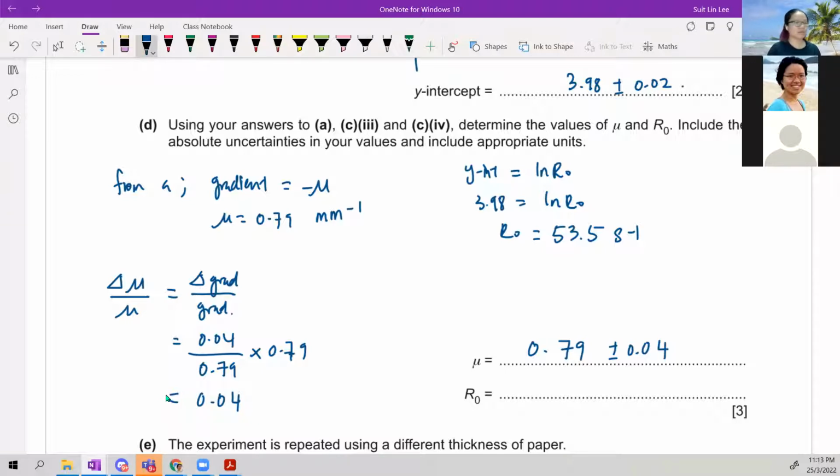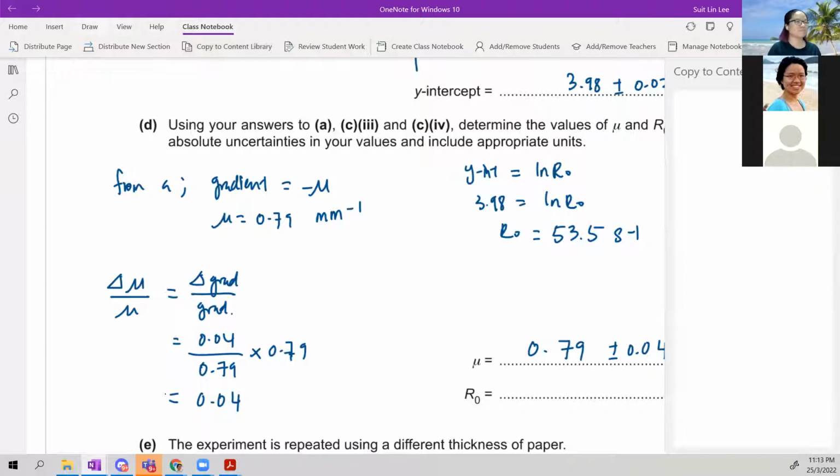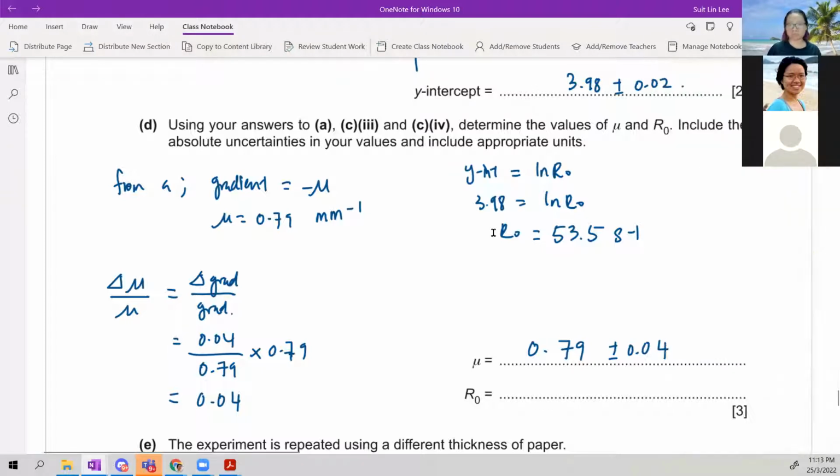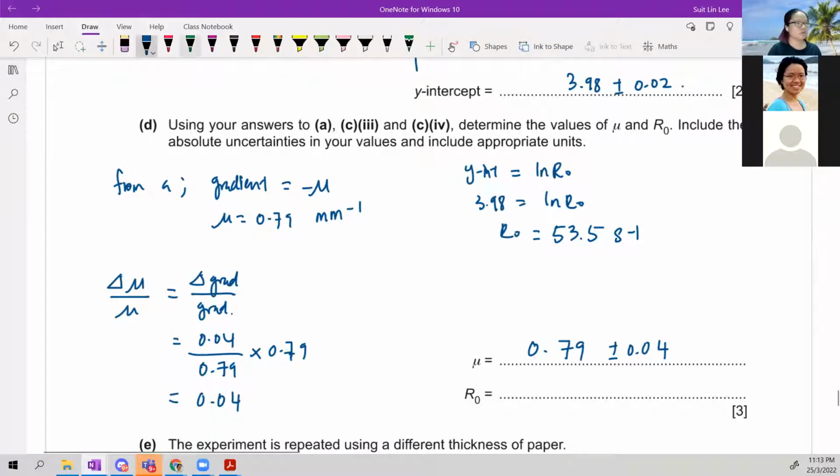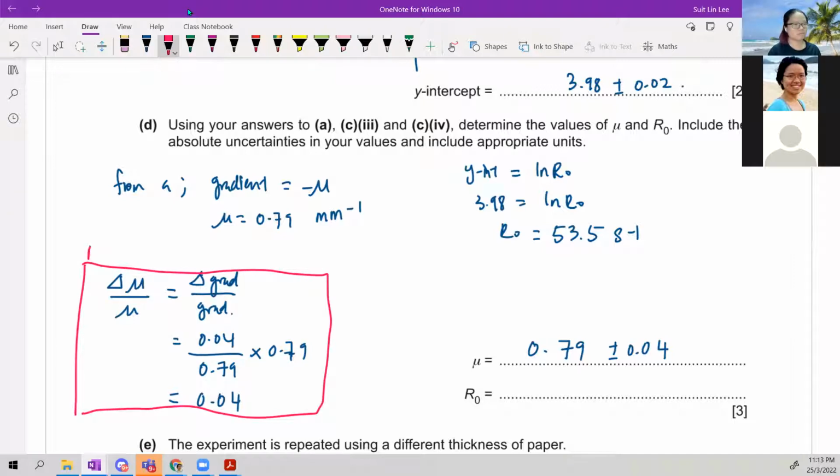0.04. Okay, not needed. Do you need to show it? No. You don't need to show. It's the same thing because gradient is straight away y-intercept. So I will make a note here. This one is not needed. 11 p.m. brain. Okay, that's just me laughing at myself.